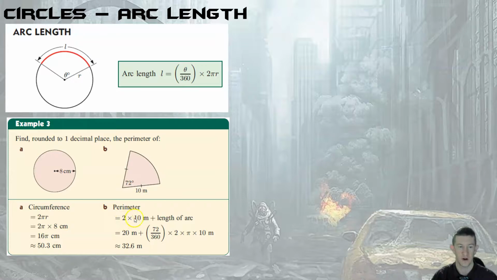So we've got 2 times 10, which is 2 times our radius, because we go here and here, and then I add the length of my arc. And I've got 72 degrees out of the full 360, so that's my ratio. I times it by my 2, my pi, and my r, which is 10 meters again. So I get 32.6 meters approximately as my perimeter for this circle.